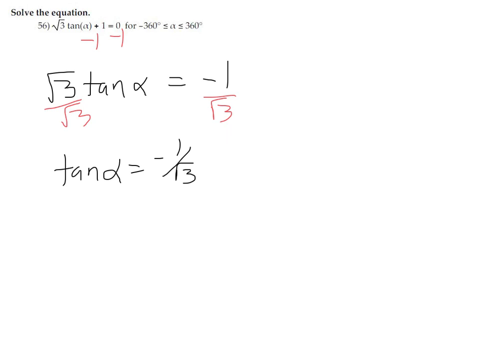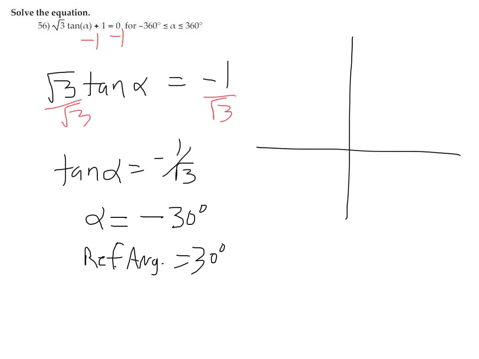So on our calculator, do arctangent of minus 1 over square root of 3, and you get alpha equals negative, and this is a unit circle value, 30 degrees, in degrees mode. Now why degrees? Because they have degrees in their question. Now what's important about this is the reference angle is 30 degrees. First off, we're looking for solutions from negative one circle all the way to positive one circle around.